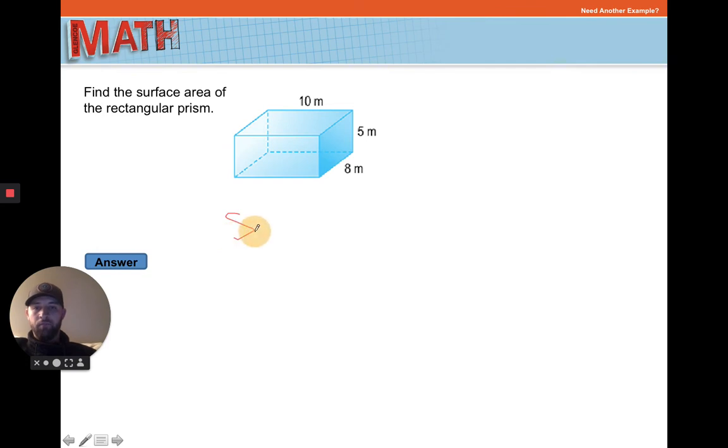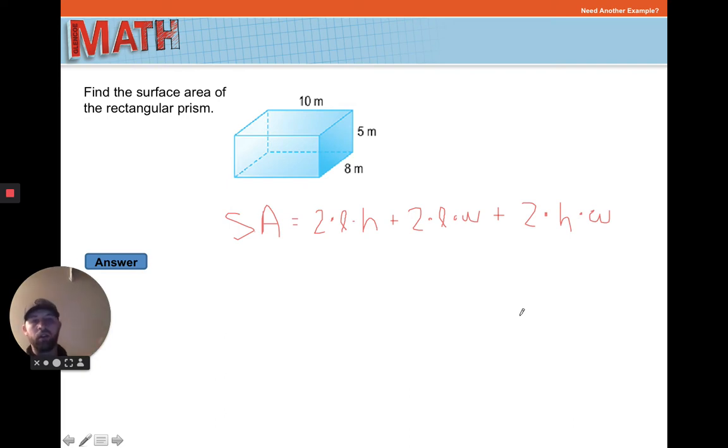Again, surface area. Here's the equation. 2 times the length times the height plus 2 times the length times the width plus 2 times the height times the width. Okay, so nice and long formula here. Okay, super long, so make sure you are writing this down, keeping it somewhere handy.